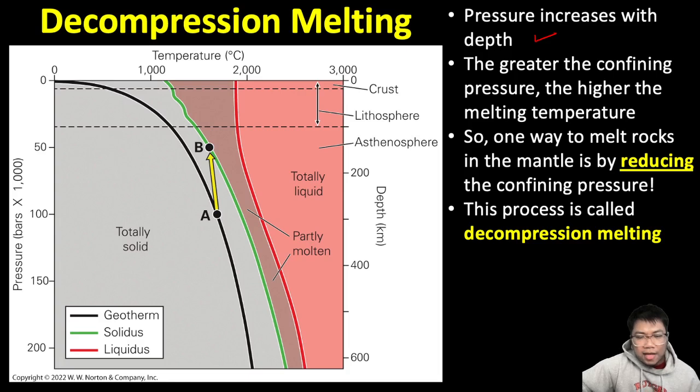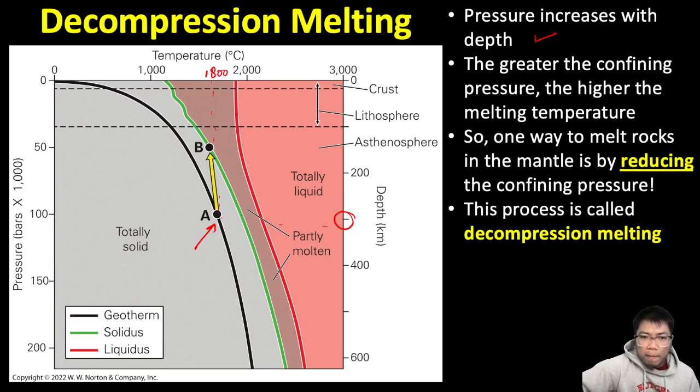Okay, so that simply means that one way to melt the rocks in the mantle is by reducing the confining pressure. And that process again is called decompression melting. So for example, here I have rock A, and rock A sits at about 300 kilometers below the surface. If you read the temperature, it will be about maybe 1800 or 1700 or so.